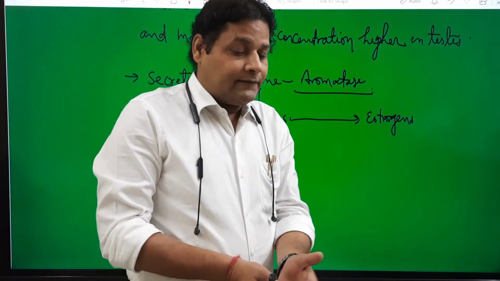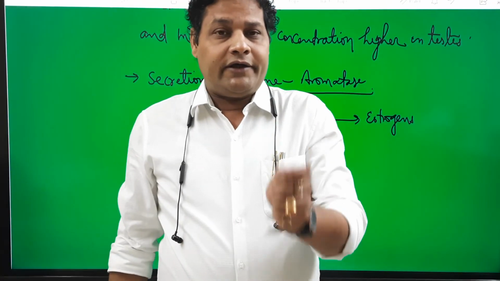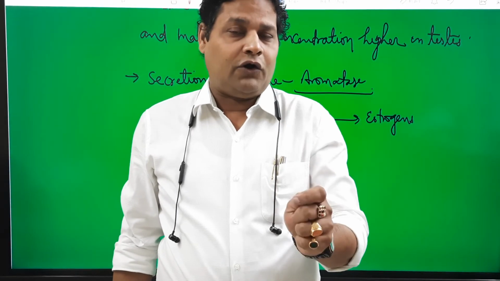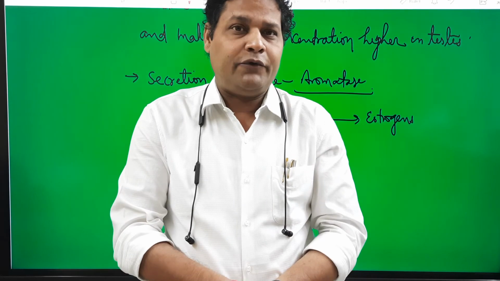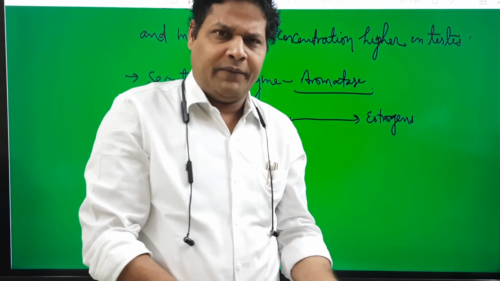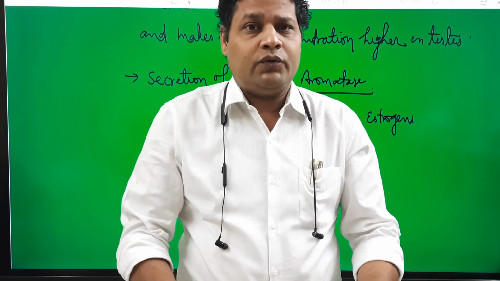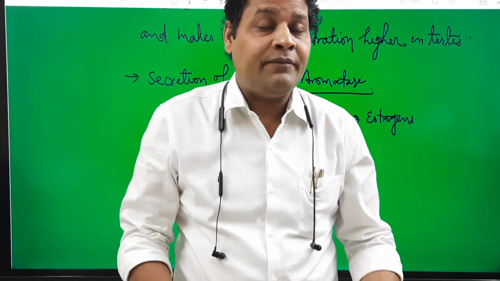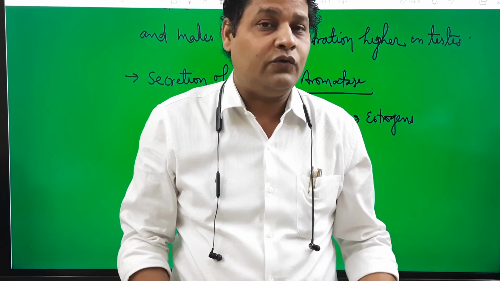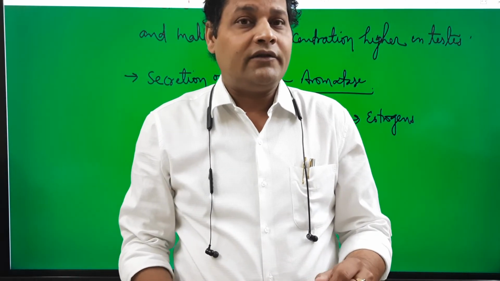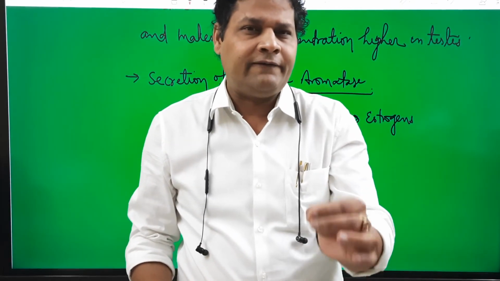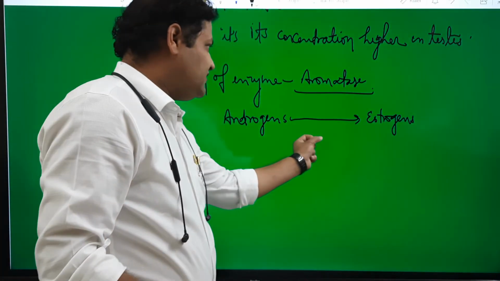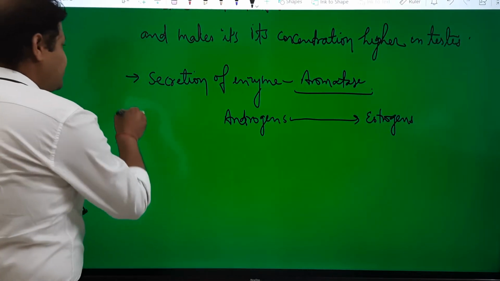You know that in the female body estrogens come from ovarian follicles, and after menopause, in a postmenopausal woman, no ovarian follicles remain in the ovaries. Then a little amount of estrogen is formed by this process, aromatization.